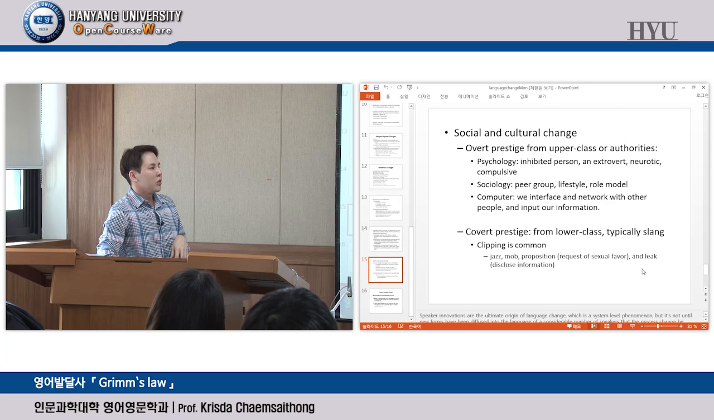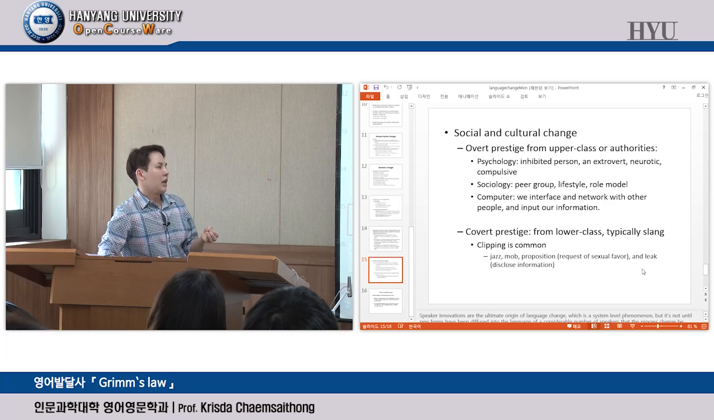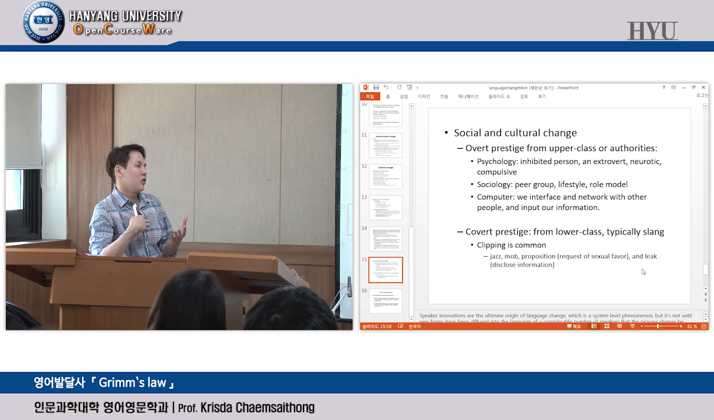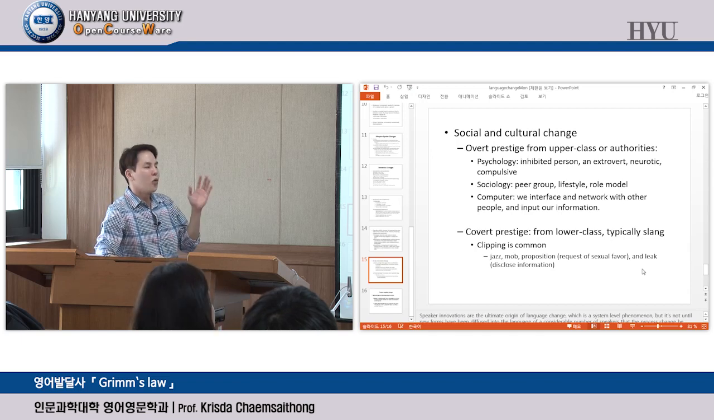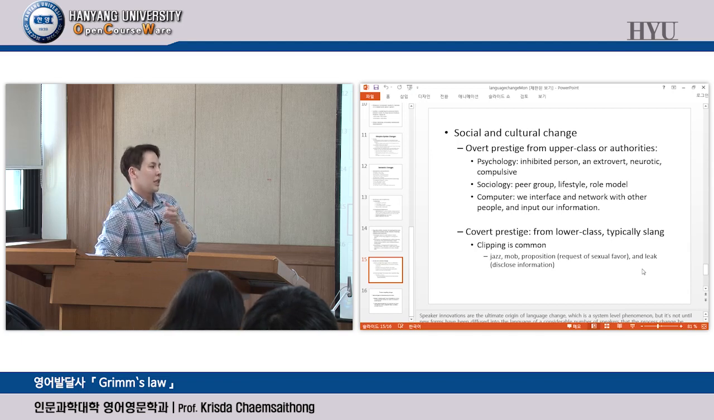So we use slang, and clipping is common in slang also. Clipping meaning you cut some part of it. Jazz from jism, J-I-S-M, jism means something that gives you excitement. Mob, from mobile vulgus, so movable common people and so on. Proposition instead of just proposal, it means sexual flavor. Leak means to disclose information and also to pee.